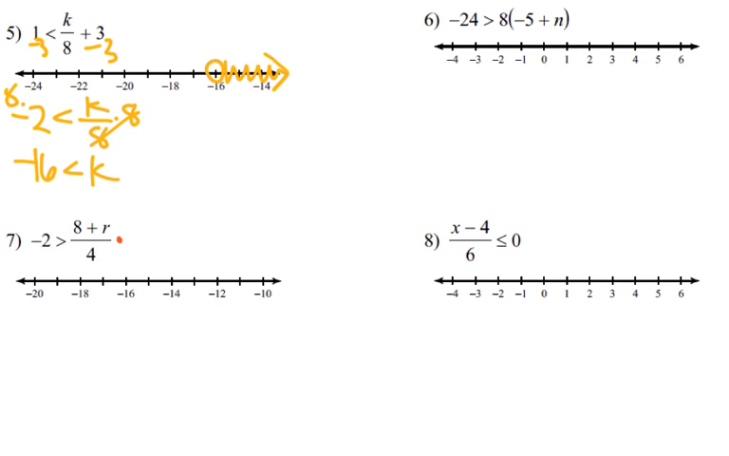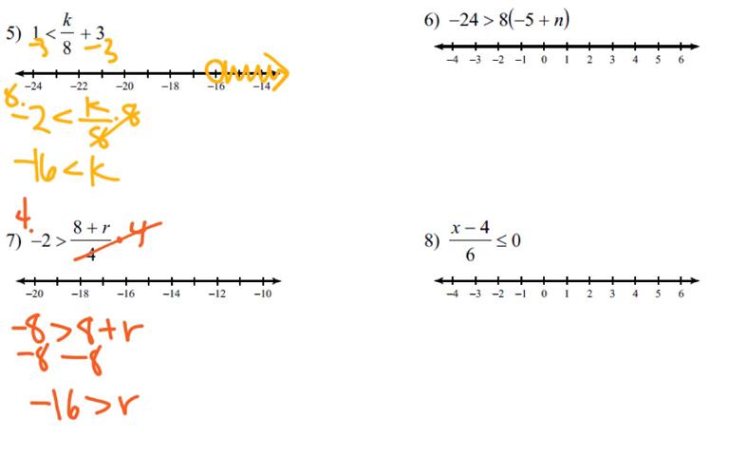And so first, I would multiply by 4, because the whole right side is being divided by 4. So those would cancel. I'd be left with 8 plus r on the right side, and then 4 times -2 is -8. Then I subtract 8 from both sides, giving me -16 is greater than r. So hollow circle at -16. r is smaller, so I shade to the left.